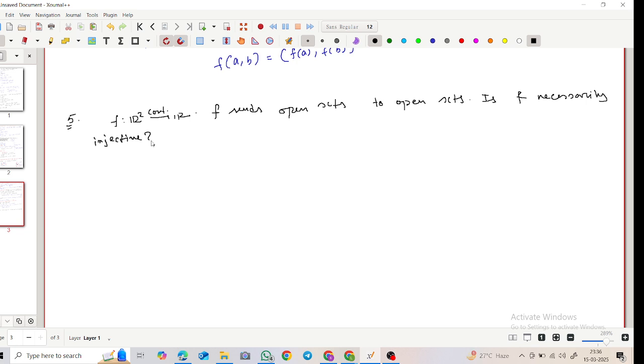Again, I will give you guys a few minutes to think about it. So f is a continuous function from R2 to R2, which sends open sets to open sets. You can think about open disks to open disks. So is f necessarily injective? I give you 2 minutes, I mean, a few minutes to think about it. Take your time. This is a good problem. Then you will realize how things change once we go to the higher dimension.